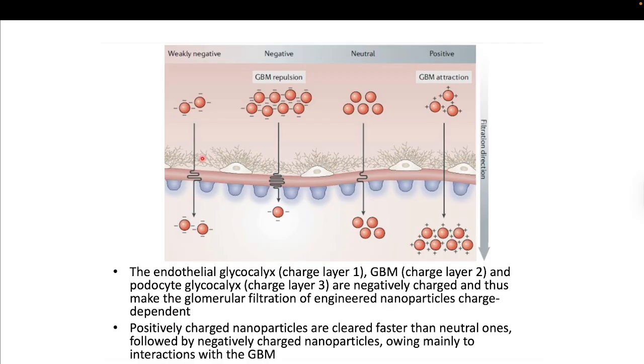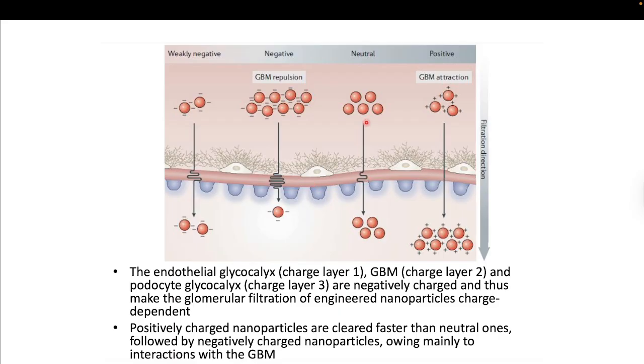You first have an endothelial glycocalyx layer, then you have the GBM layer, and then you have the podocyte glycocalyx layer. All of these 3 layers in the kidney are heavily negatively charged, right? So if you have a particle which is already negatively charged, this layer, being rich in negative charges, is going to try repelling your negatively charged particles. If you have a weakly negative particle, there are chances that it might pass through the kidneys. If it carries a very high negative charge, it is going to be repelled by this layer.